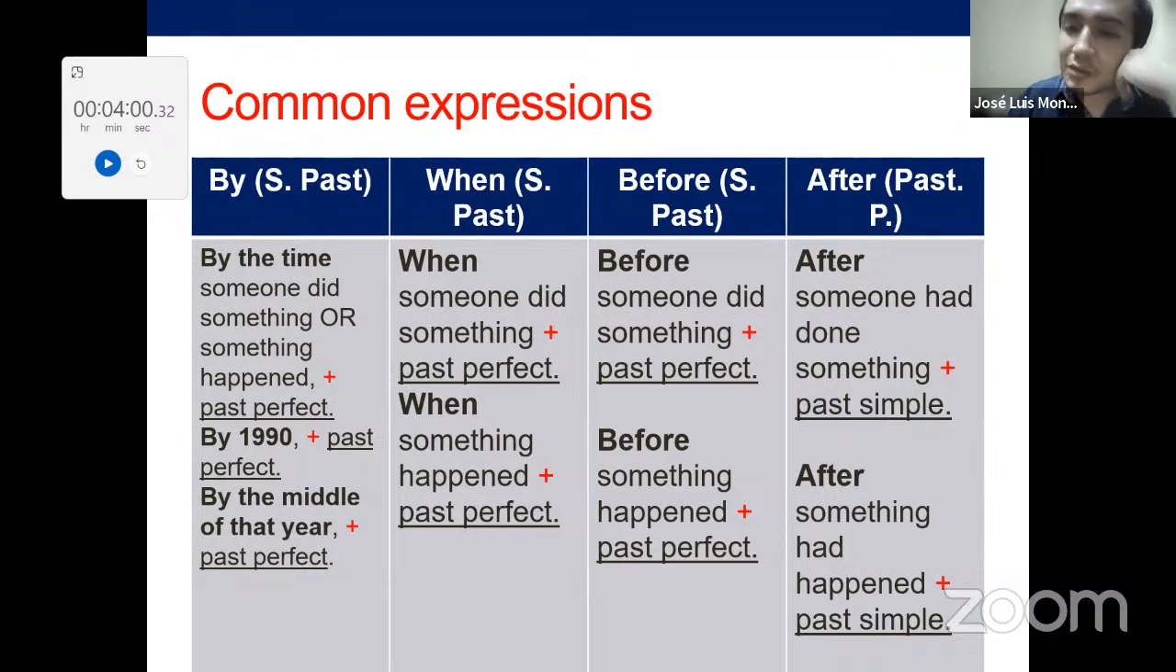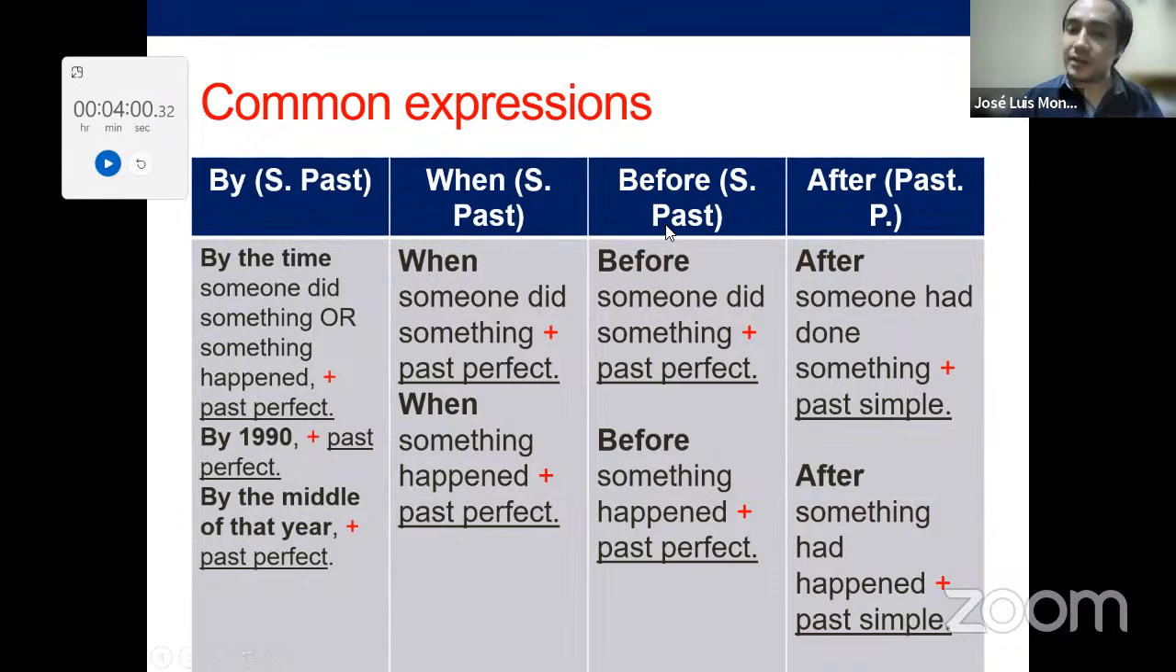All right. And the last one is for you, please, Karen. After with past perfect. Okay, after someone had done something, plus past simple. After something had happened, plus past simple. Great. Thank you very much, Karen. So we can see that the only exception is after, right? Because after the word after, we don't use the simple past, we use the past perfect, and then we use the simple past, or the past simple. One more time. After someone had done something, comma, simple past. After something had happened, comma, simple past, or past simple again.